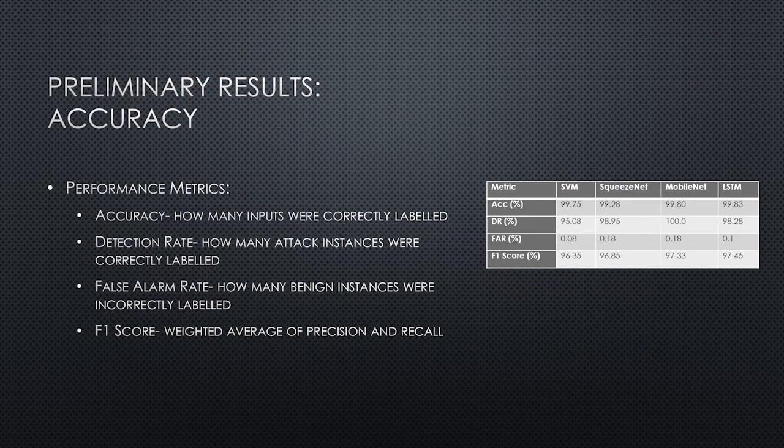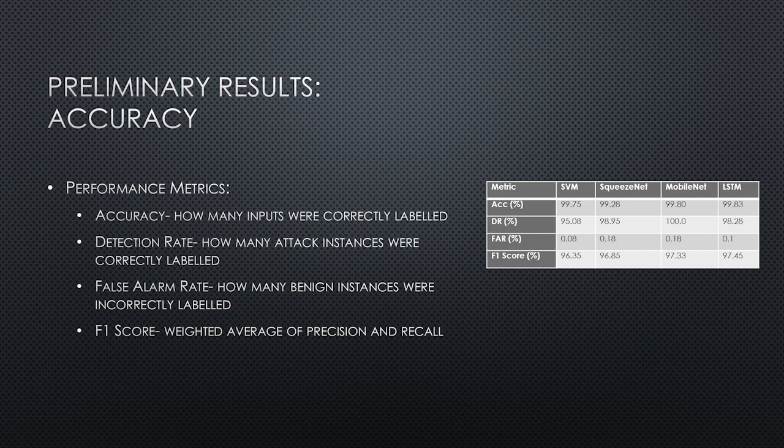When determining the accuracy of our models, we utilize several different metrics, all of which can be summarized into these four values. Accuracy is simply an indicator of how many inputs the algorithm correctly labeled. Detection rate measures how many attack instances were correctly labeled. False alarm rate measures how many benign traffic instances were incorrectly labeled as attack traffic instances. The F1 score is the weighted average of precision and recall.